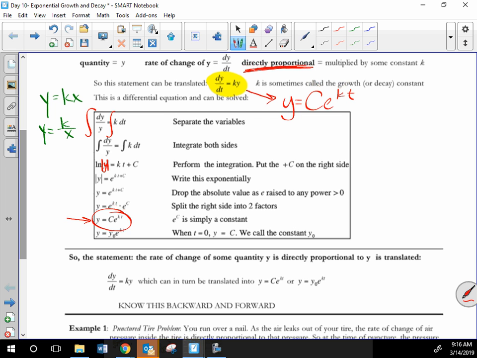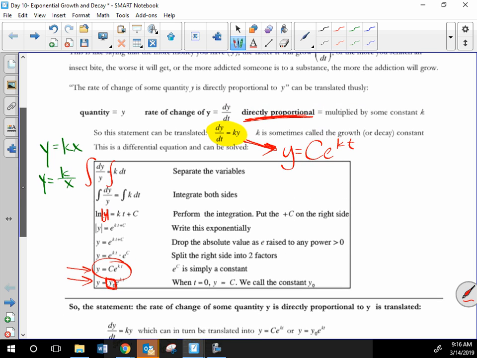On the AP exam, if they gave this problem, they don't expect you to do the separable differential equation. You can go from this immediately to that. You can take that shortcut, and they're perfectly okay with that. Now, this last line here, instead of writing a big C for constant, they're saying, that's our initial condition. So they're just saying y sub zero represents the initial condition.